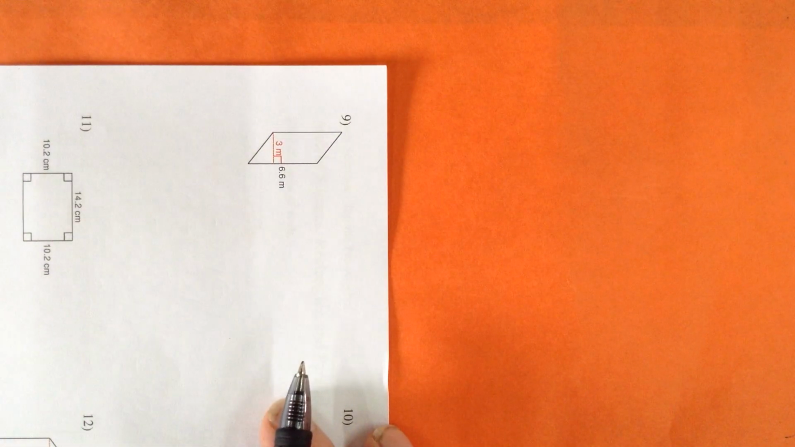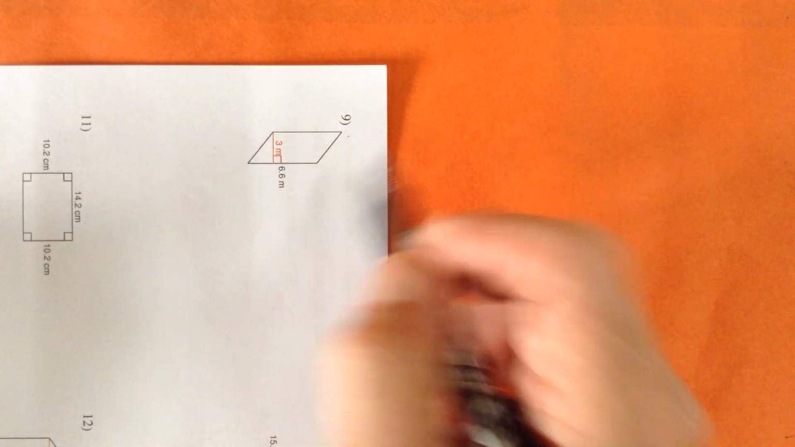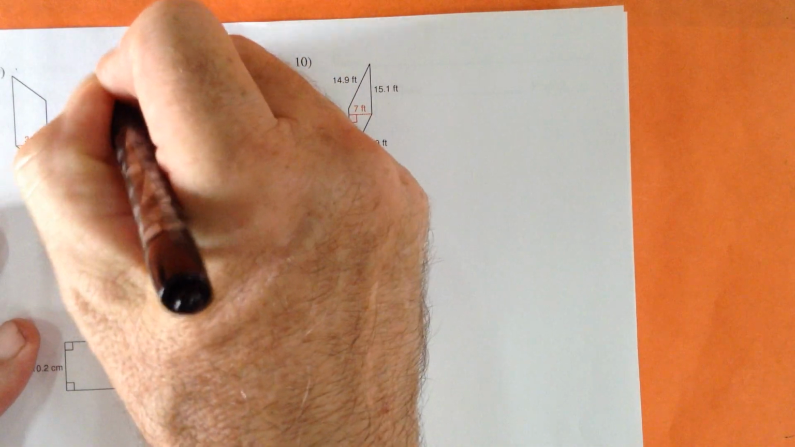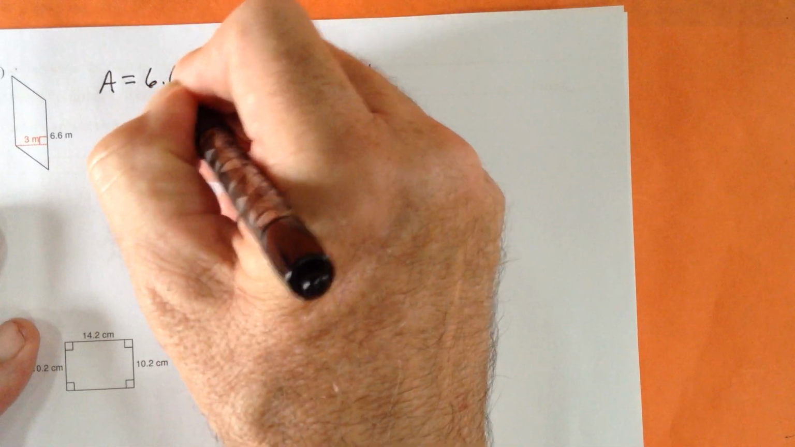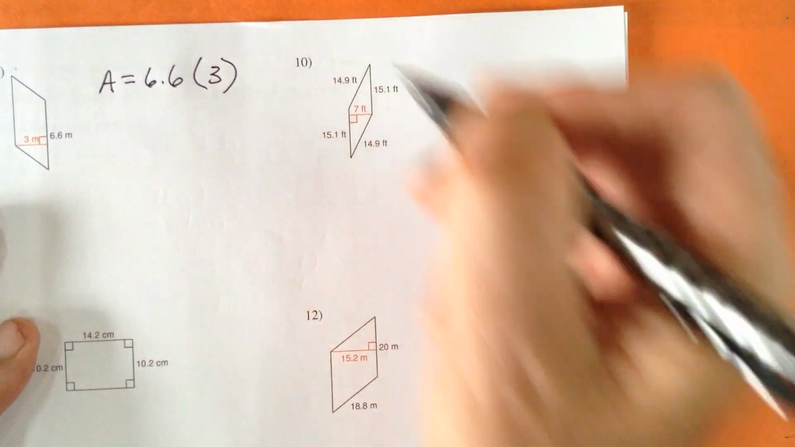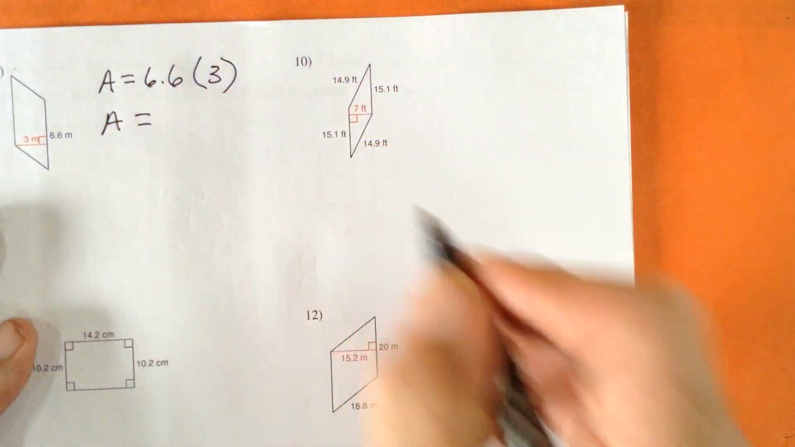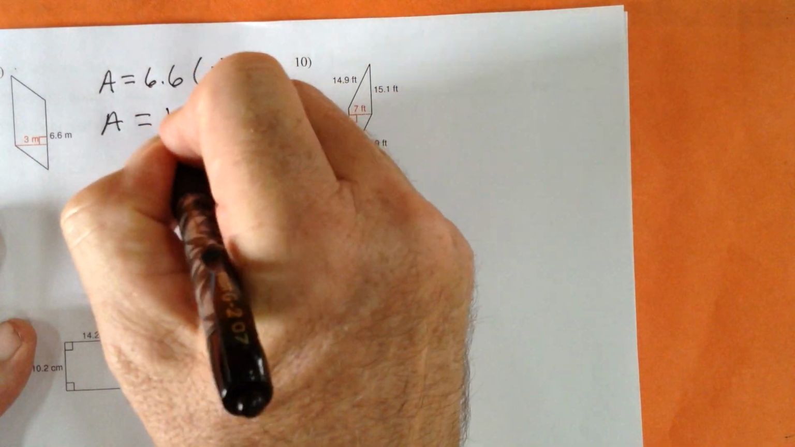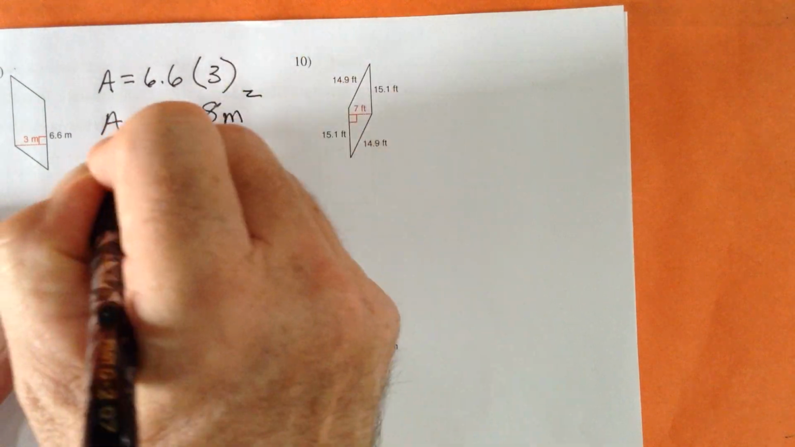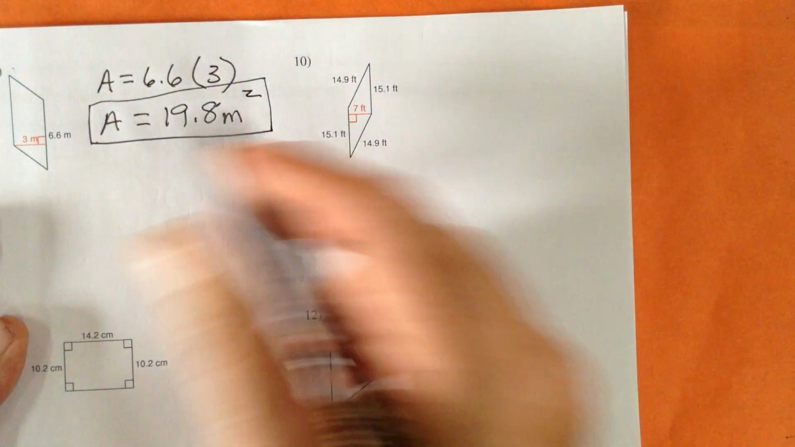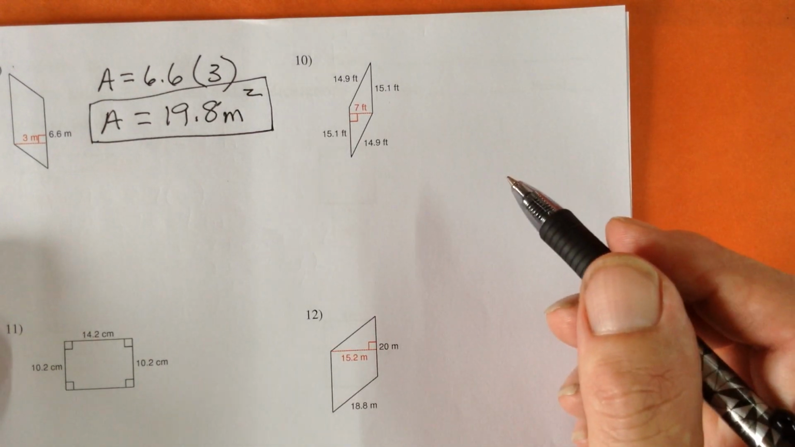And again, they don't give us the side here, so I cannot do the perimeter. So I can do the area. The base is 6.6 and the height is 3. So if I go 6.6 times 3, the area is going to be 19.8 meters squared. Okay, and again, you can pause the video and try them on your own and then compare them and see if I did them right.